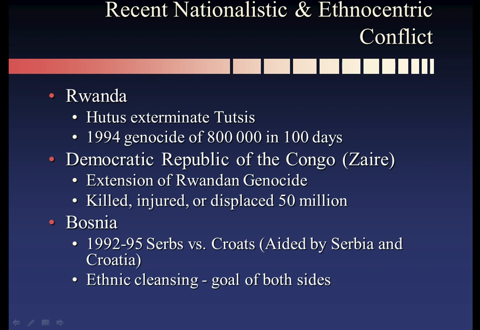And then Bosnia was one that we were actually involved with. In the Bosnian War, you had the Serbs versus the Croats, and they were both aided by Serbia and Croatia, respectively. And it turned out that the goal of both sides was ethnic cleansing. They wanted to get rid of the other group, and that's because they had a long, long history of not getting along, and this turned out to be a really horrible human rights issue. Both of the leaders, particularly the Serbian leader, Slobodan Milosevic, ended up being tried for war crimes and convicted. The leader of the Croats also was convicted of war crimes, although he hasn't actually been jailed at this point.